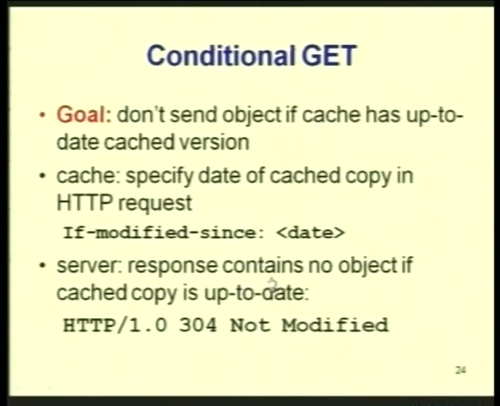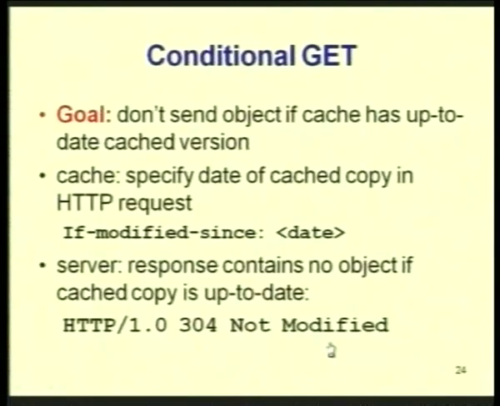The server's response contains no object if the cached copy is up to date. All it sends back is a response which says not modified, in which case the cache knows that it has the up to date copy, so it can send it back immediately; else it will send back the actual file. So, using this combination of the conditional get, If-Modified-Since, and these kinds of headers, you are able to effectively improve the response time. This is basically how HTTP has evolved to provide us very good response time.